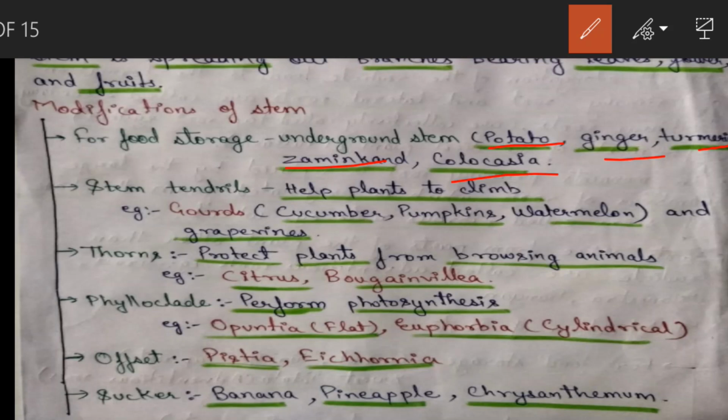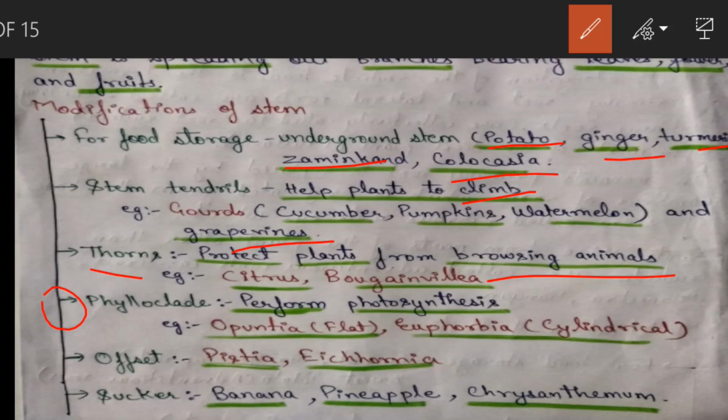If stem is modified into stem tendril to help plant to climb, it is seen in cucumber, pumpkin, watermelon, which come under gourds, and grapevines. If stem is modified into thorn for the protection of plant from browsing animals, it is seen in citrus and bougainvillea.